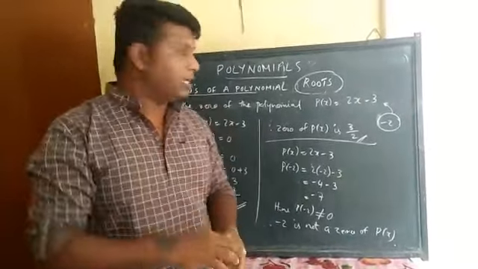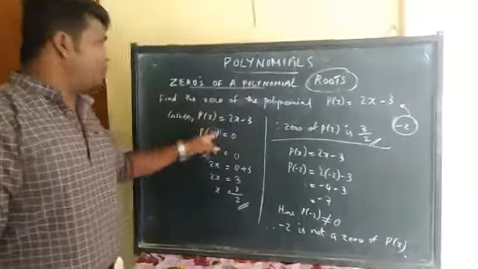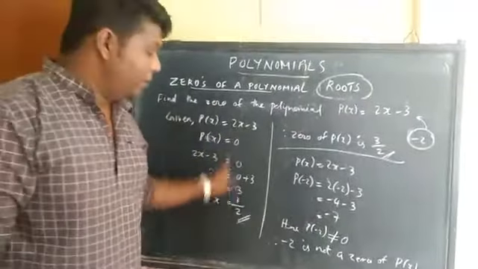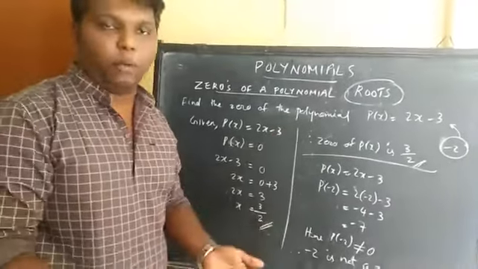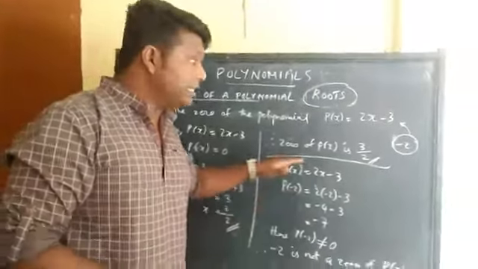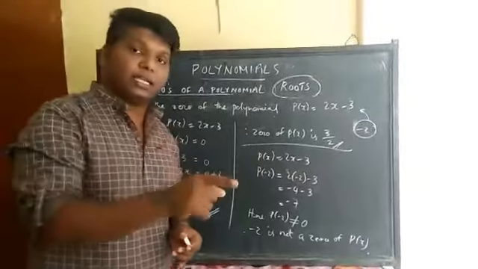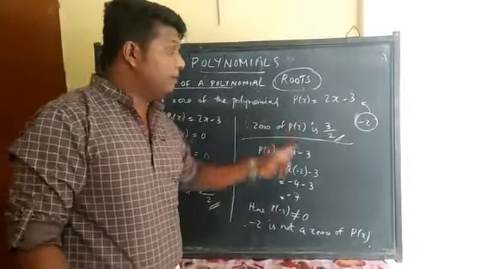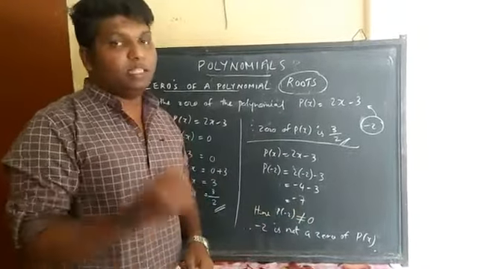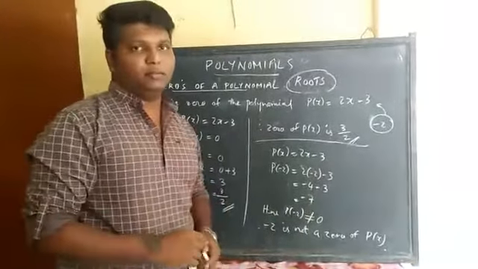So two things I told you right now. One is how to find a 0 of a polynomial by this method. Second one, if a particular value is given, how to check or verify whether the given value is the 0 or not. So these two typical methods are very important.